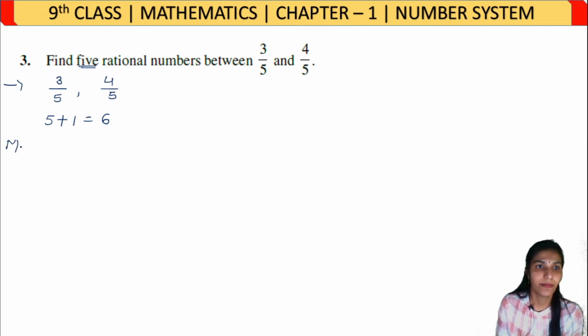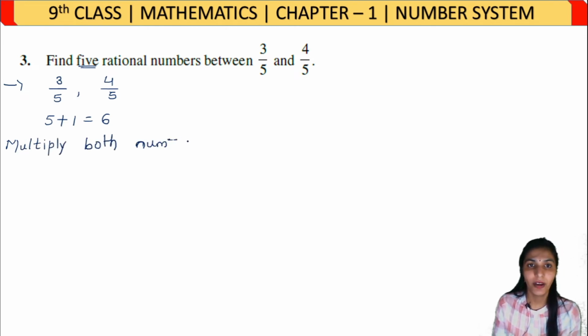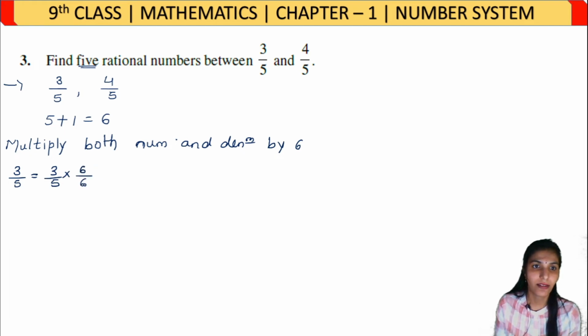Multiply both numerator and denominator by 6. So 3 by 5 is equal to 3 by 5 into 6 by 6. Now 3 sixes are 18, 5 sixes are 30.